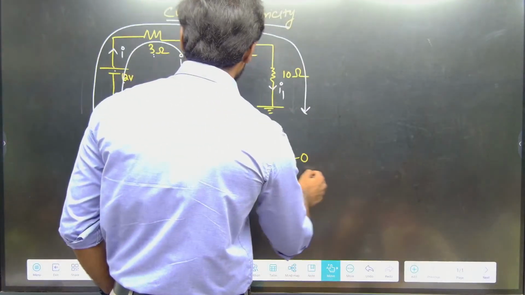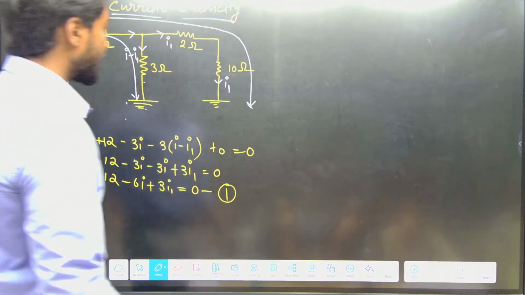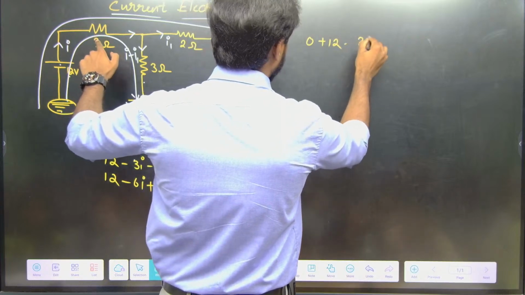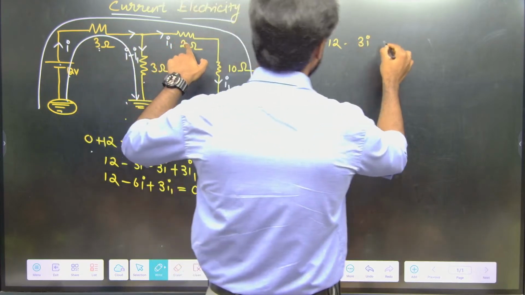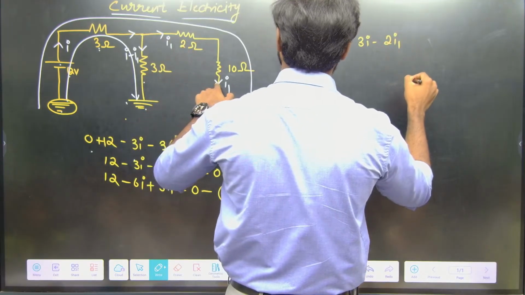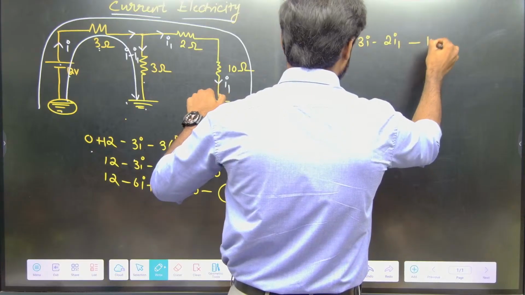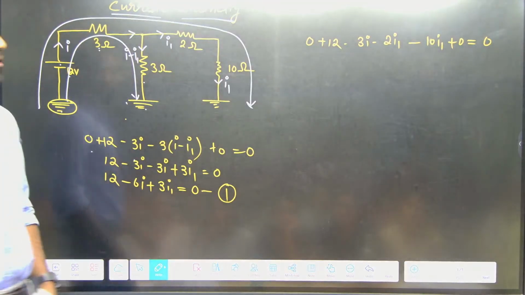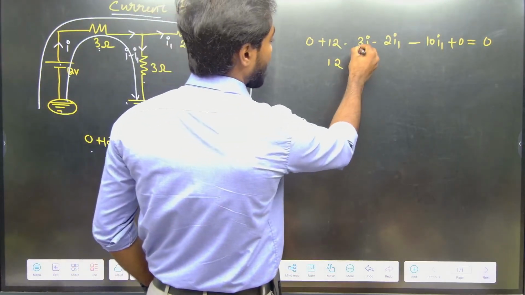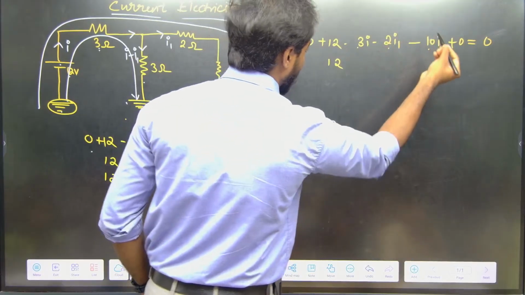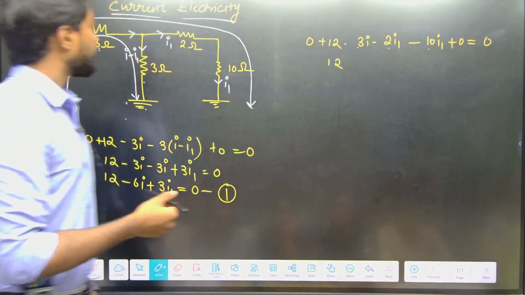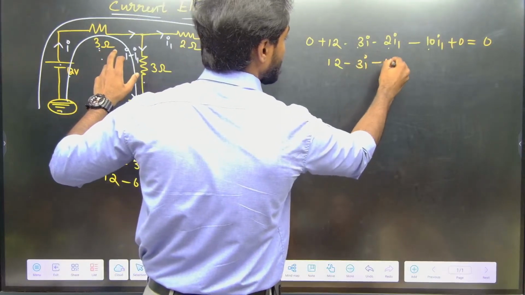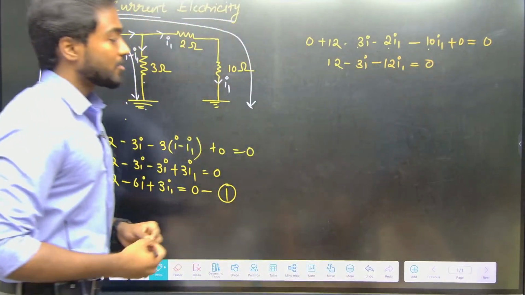What will be the second equation? Starting from this point, which is nothing but 0 plus 12, then minus 3i. In this point, it is minus 2i1, this one minus 10i1 plus 0 equals to 0. Any doubt here? So this one 12 minus 3i minus 2i1 minus 10i1, which is nothing but 12 minus 3i minus 12i1 will be equals to 0. This is my second equation, right?